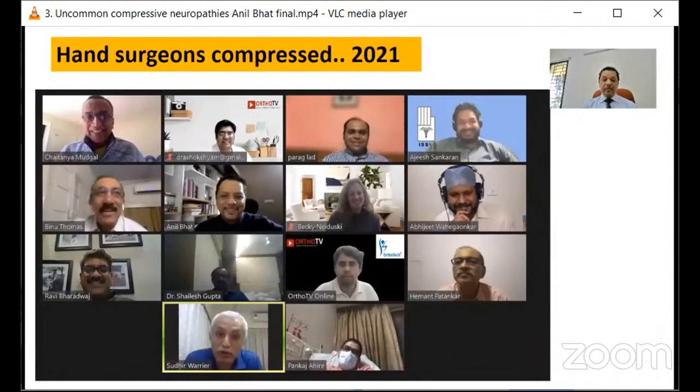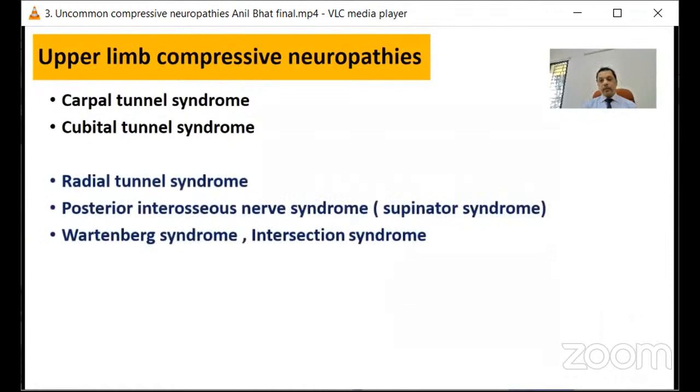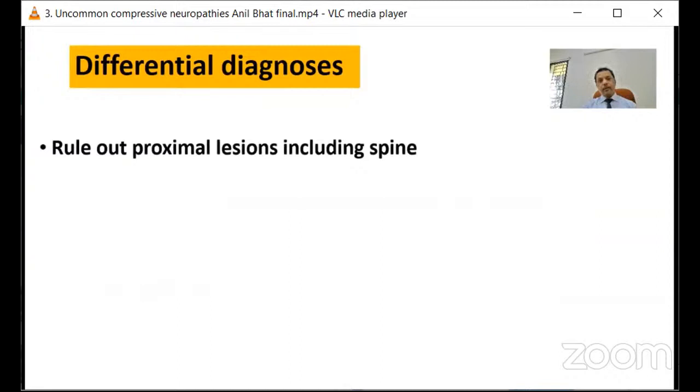And coming to my topic of upper limb compressive neuropathies, the uncommon ones, we've seen the carpal tunnel and the cubital ones, which are very common. The uncommon ones involve the radial tunnel or the posterior interosseous nerve itself, which is called the supinator syndrome, and Wartenberg syndrome, basically the radial nerve. And then you have the median nerve with pronator and anterior interosseous nerve syndrome, and the ulnar nerve with the Guyon canal syndrome. Now, all these uncommon compressive neuropathies, we need to have a high degree of suspicion, and also we need to rule out proximal lesions, including the spine.